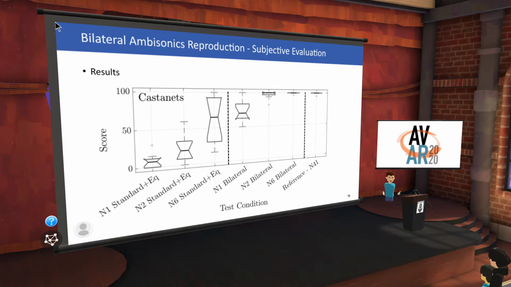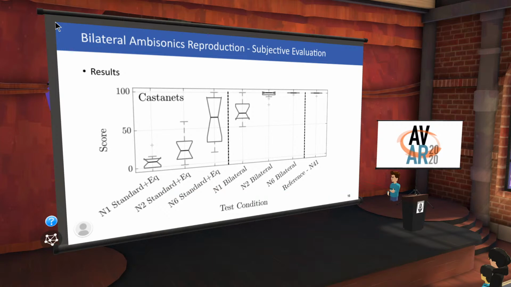So both spatial and timbral and also temporal differences. So overall difference. The first three signals here are with standard reproductions of order 1, 2, and 6. And we also applied equalization, tapering equalization, and spherical head equalization that were suggested to improve the low order standard reproduction.